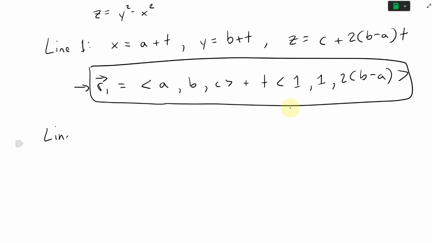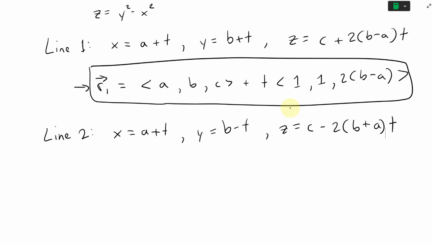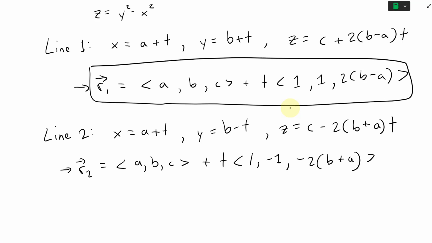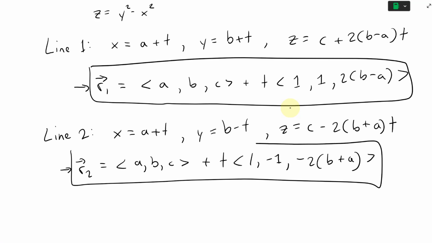And the next line, line 2, is the same thing: x equals a plus t, but then y equals b minus t, and z equals c minus 2b plus a t. All right, separating this, r2 in vector form equals a, b, c, a point on the line, plus t times the vector 1, negative 1, and then negative 2b plus a. Let's just box this in as well.